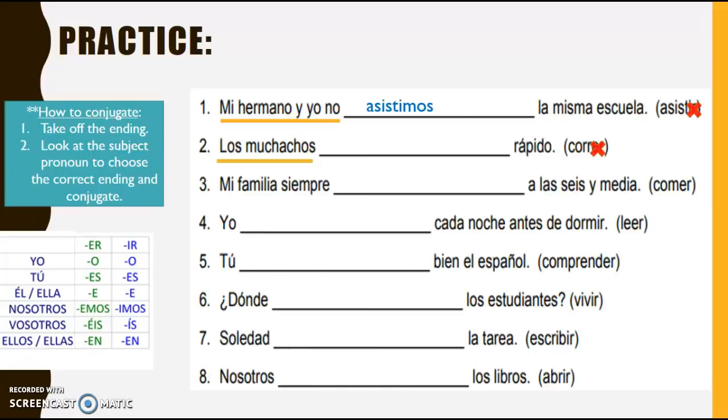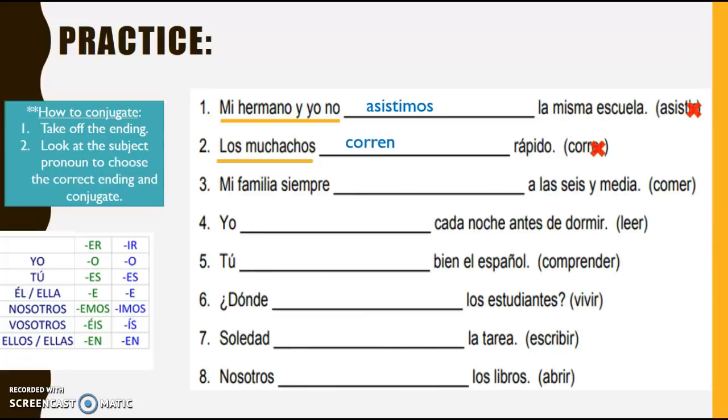Remember that nosotros has to have yo in it. That's why we did that for the first one. And vosotros would have to have tú in it if you were replacing it. Okay, so los muchachos is going to get the EN ending. So for our blank here, I'm going to write corren. Los muchachos corren rápido, the boys run fast.